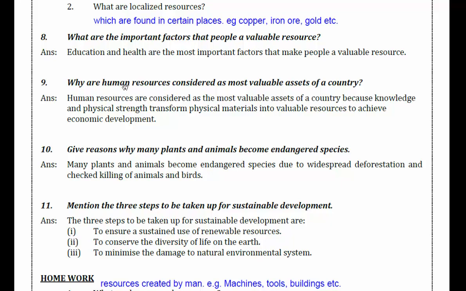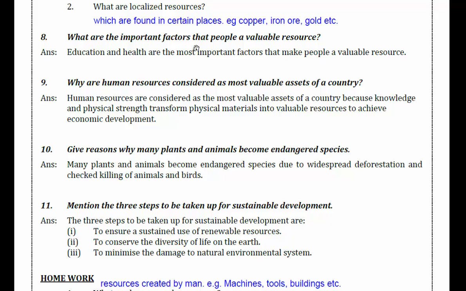What are the important factors that make people a valuable resource? There is a mistake, the word "make" is missing there. Education and health, these two are the most important factors that make people a valuable resource. So the government is trying to give the best education as well as the best health facilities. It is because they are a valuable resource.